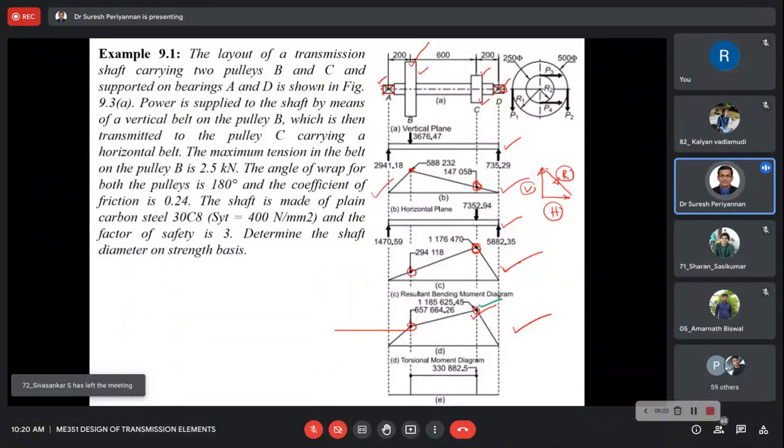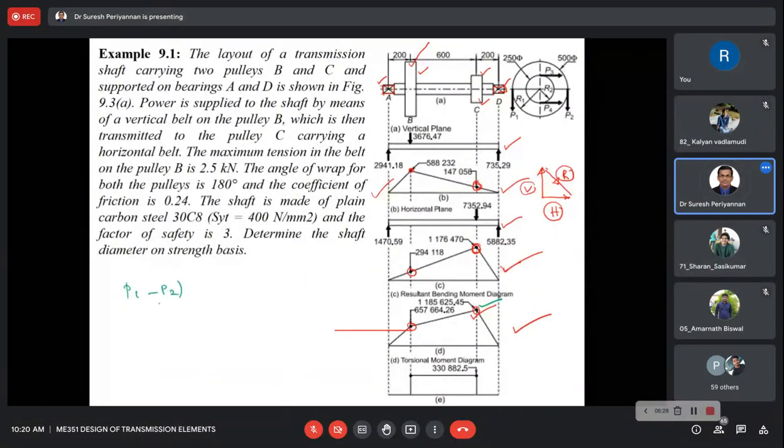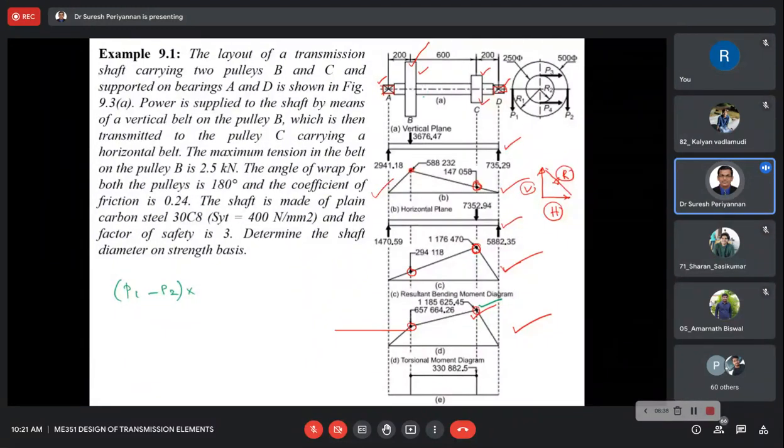Now, for the torsional moment, we already discussed the basics of the pulleys: (P1 minus P2) into the diameter of the pulley, right? The diameter of this pulley is given. What is the diameter of the pulley here? See here, 500 mm diameter. This is 250 mm. The torque is the same for both pulleys.